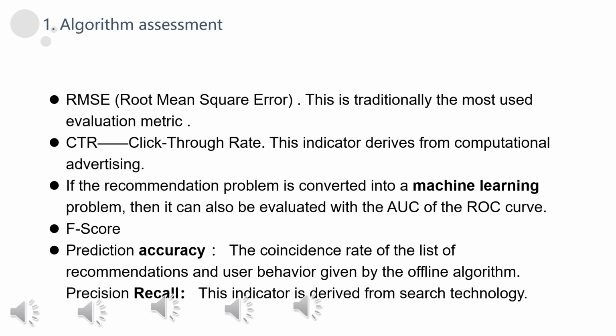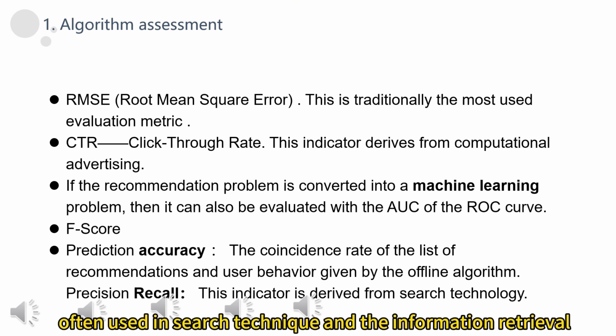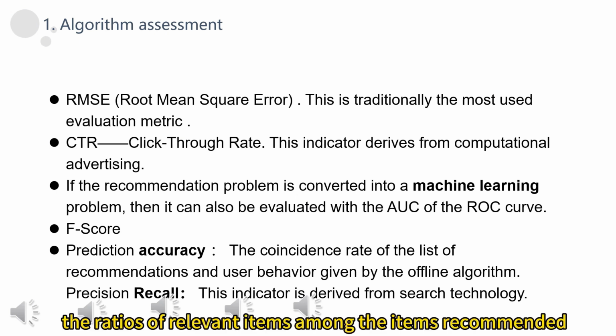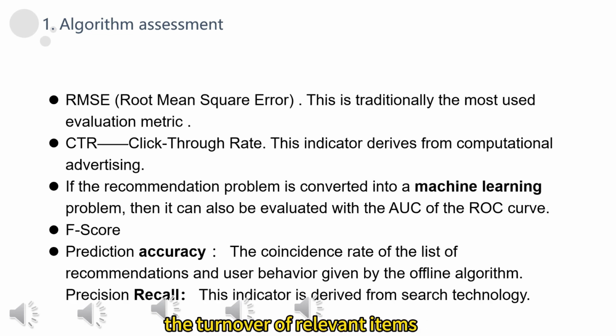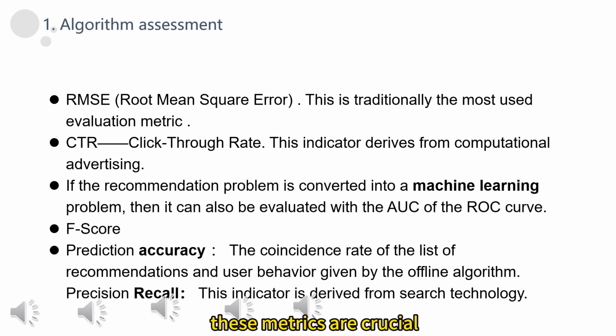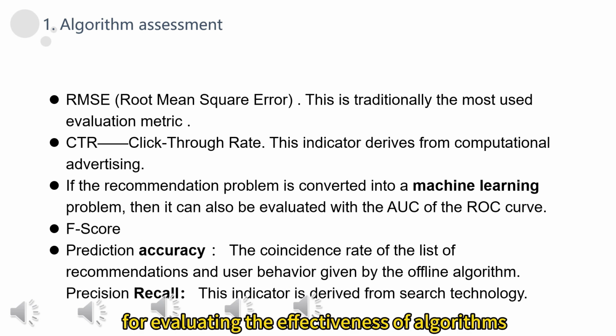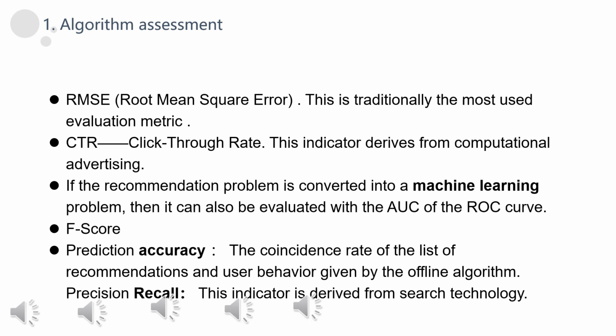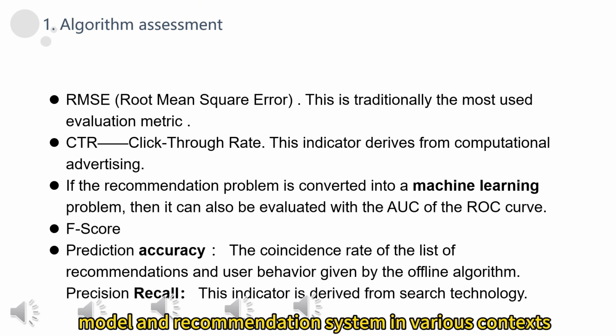Precision and recall are metrics often used in search techniques and information retrieval. Precision measures the ratio of relevant items among the items recommended. Recall is the ratio of relevant items retrieved to the total number of relevant items. These metrics are crucial for evaluating the effectiveness of algorithms in retrieving relevant information. These metrics take key roles in assessing the performance of machine learning models and recommendation systems in various contexts.